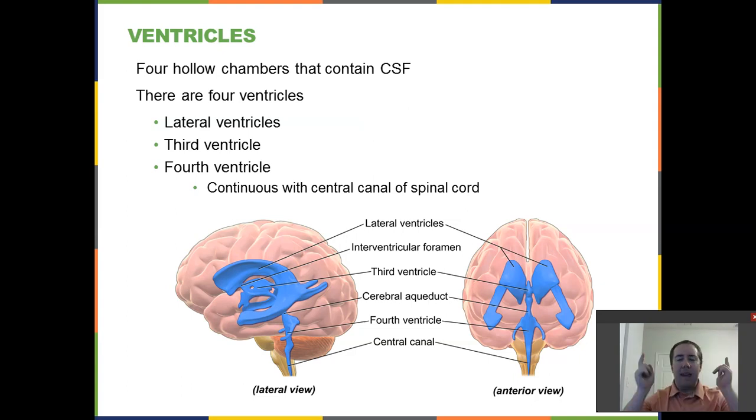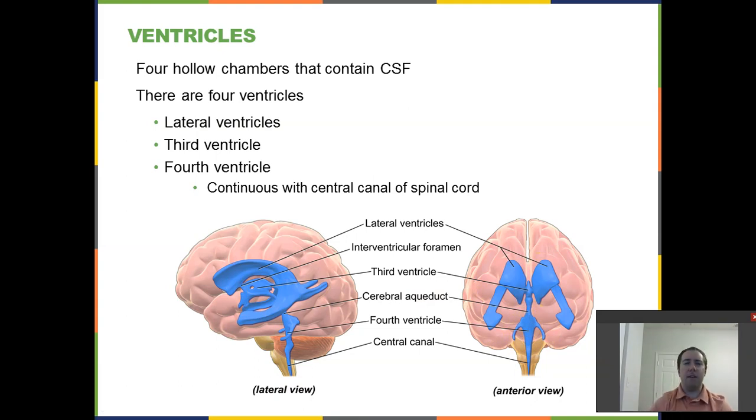And then they both are connected to the third ventricle that is between them. So that is here and here. And then the third ventricle drains down into the fourth ventricle. And the fourth ventricle drains down through the central canal of the spinal cord.